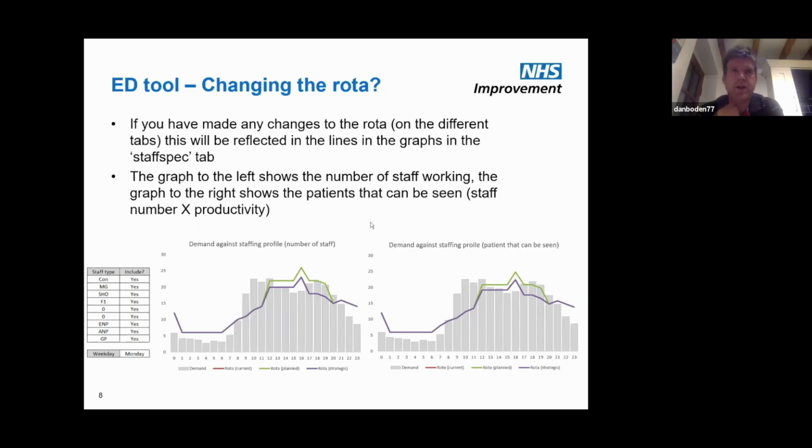But once you've done that, the ability of the model to adjust to any proposed rota in a future model is so quick and easy to do, just by literally changing a given shift or adding in one more clinician. You can see a stepwise change in how your rota is going to match demand, and I just find it really visual and really easy to use.